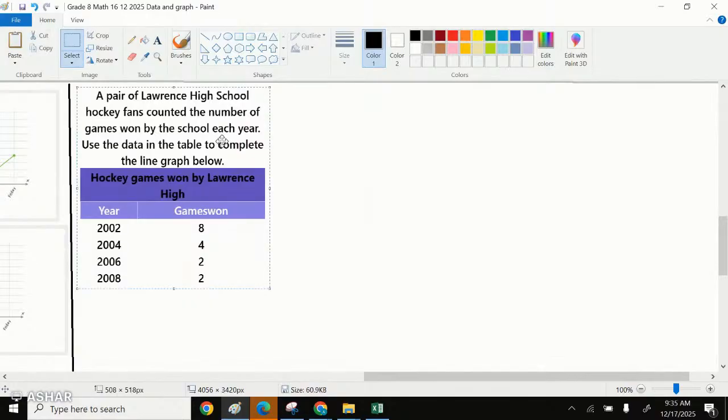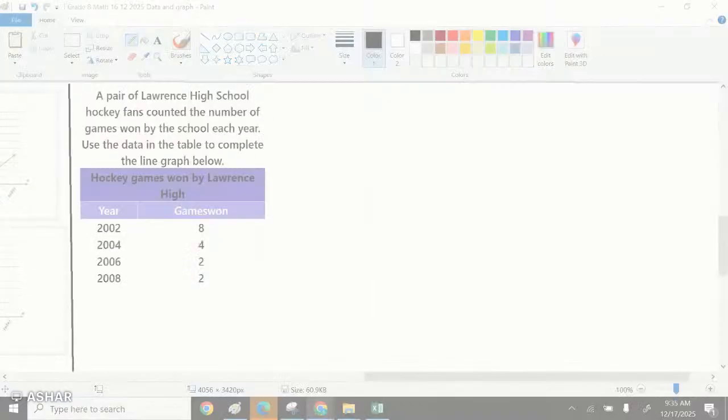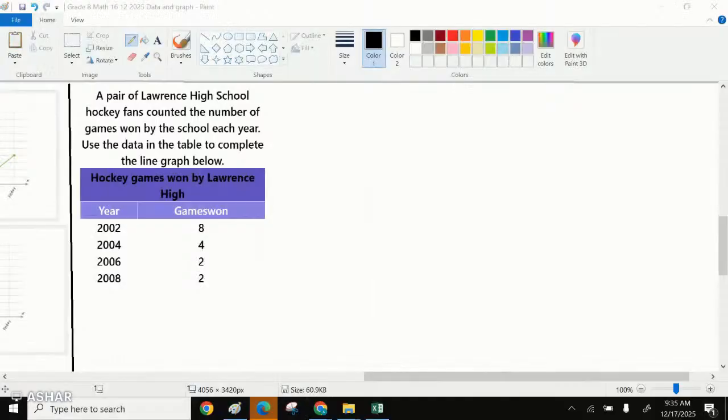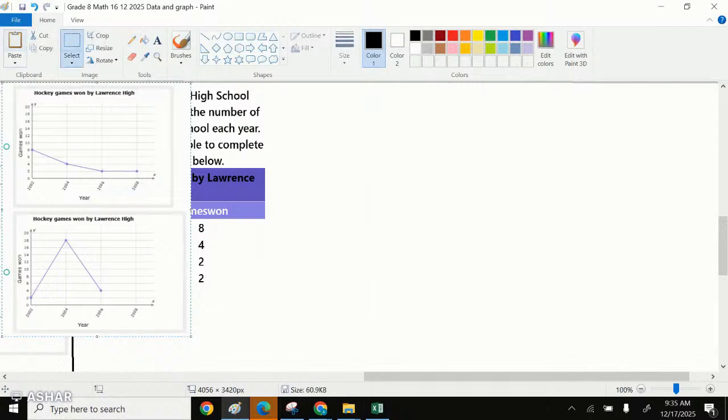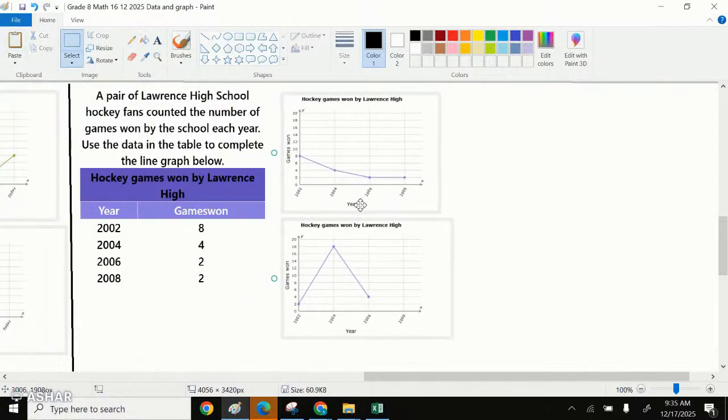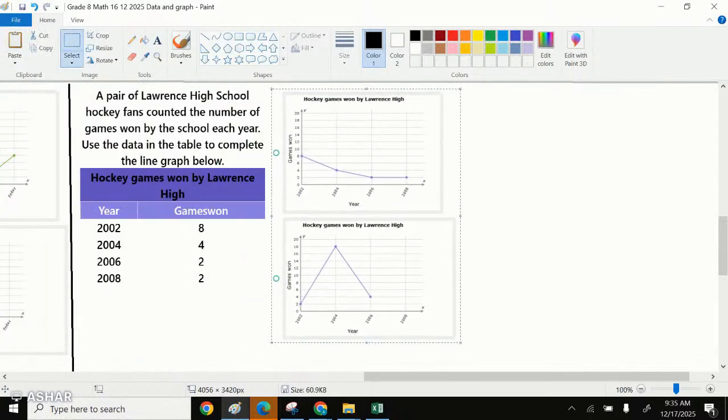A pair of Lawrence High School hockey fans counted the number of games won by the school each year. We have the tables in this case. We will just look at the tables and see which of those tables are correct. So if we have these 2 tables over here, let's see which 2 tables are correct.